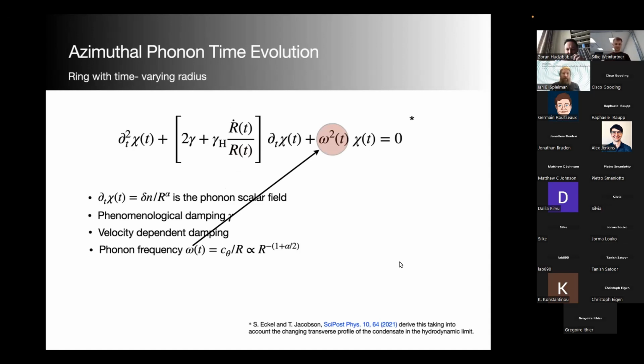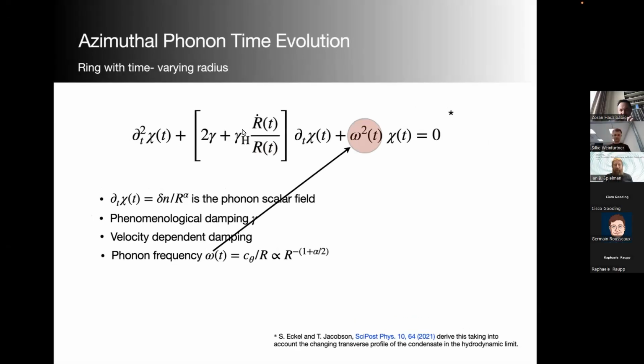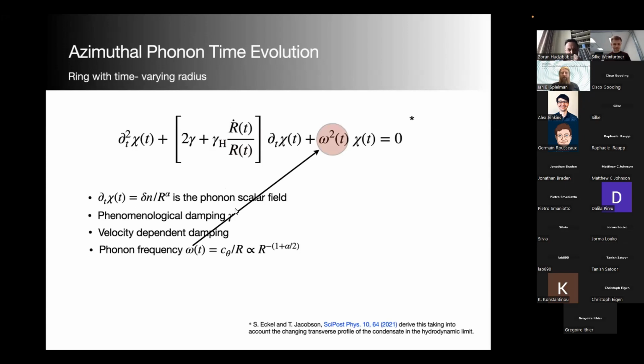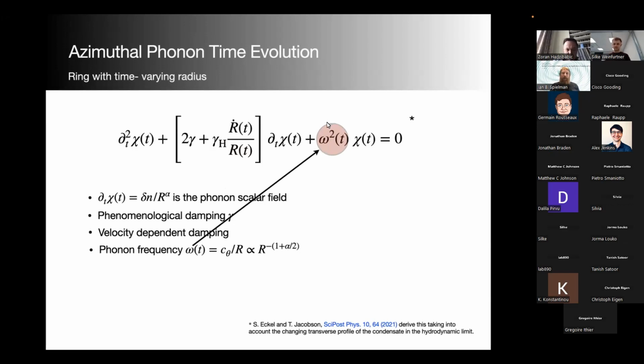So where I left off, I think I was just commenting that the Hubble friction coefficient predicted by Steve and Ted's theory is going to be alpha. We have phenomenological damping. And lastly, in our analysis, when we perform fits, the frequency omega that this phonon oscillates at is of course related to the radius, just the speed of sound divided by the radius. And the overall scaling of this, when you account for the change in density as the cloud expands, also depends upon alpha. That's also going to be relevant moving forward.